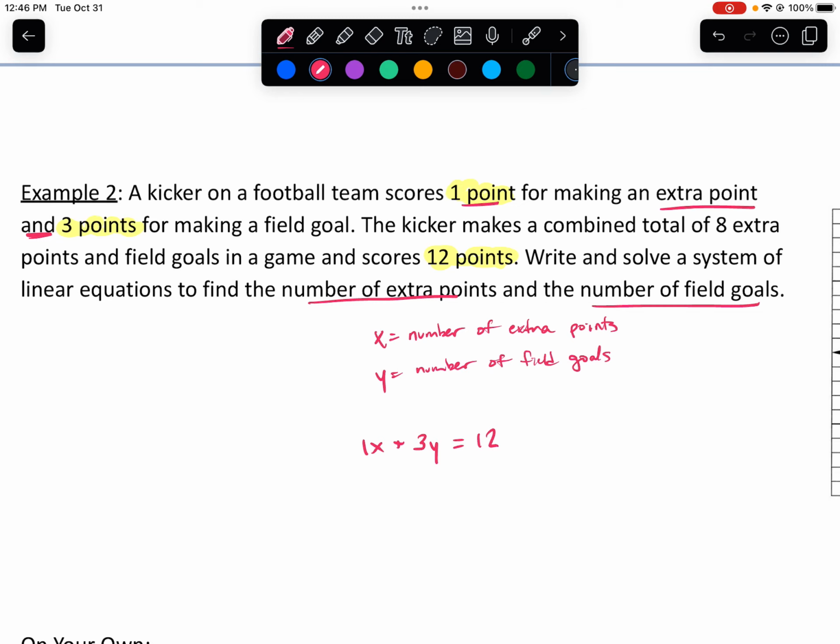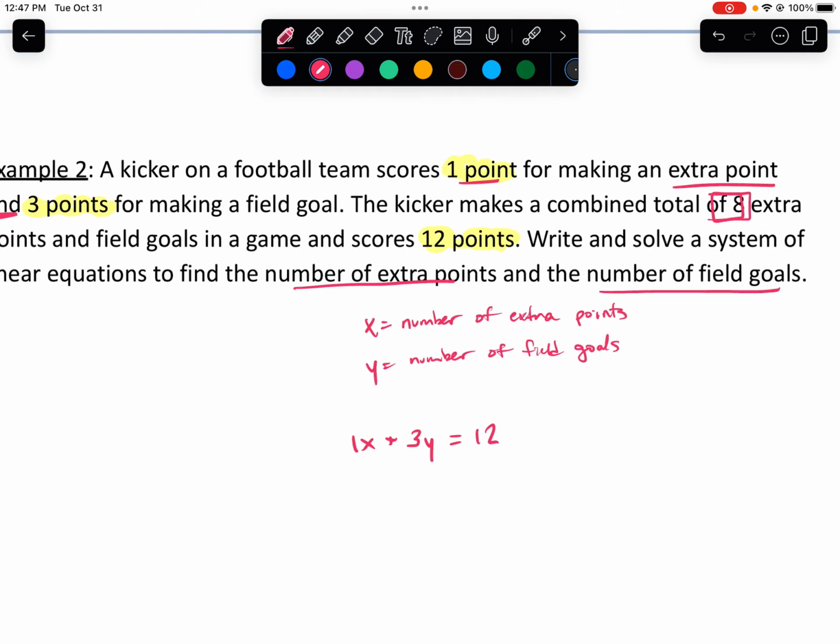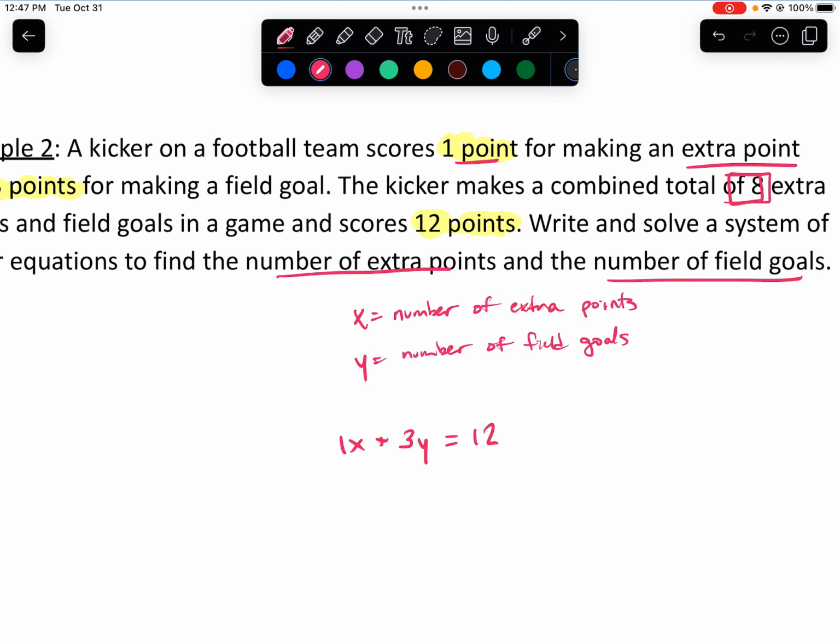The next equation, well, what other number are you given here? You're given the number 8. Well, what does it say? The kicker makes a combined total of 8 extra points and field goals in the same game. So if I were to add the number of extra points and the number of field goals, they would have to add up to 8. The number of extra points plus the number of field goals have to add up to 8. So I have x plus y is equal to 8.